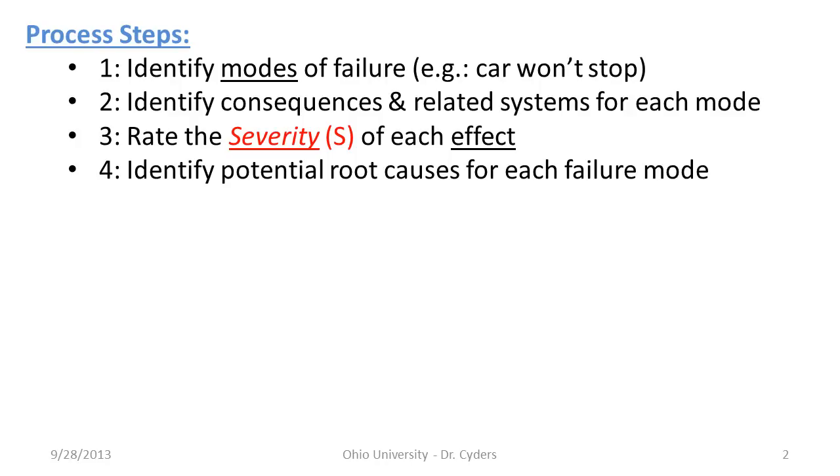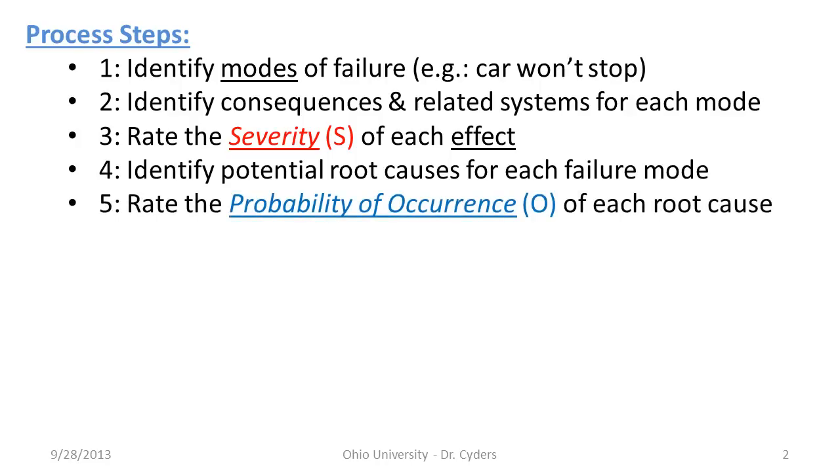We're going to identify those potential root causes, and then we're going to rate the probability of occurrence, again 1 to 10, for each root cause, where a 1 is not very probable that it will happen, and a 10 is guaranteed to happen at some point over the life of the component. So we're going to rate that for each root cause, and so now we have a severity rating for each effect, and a probability of occurrence for each root cause that could have produced that effect.